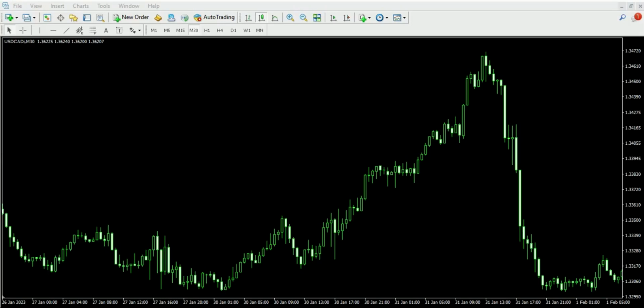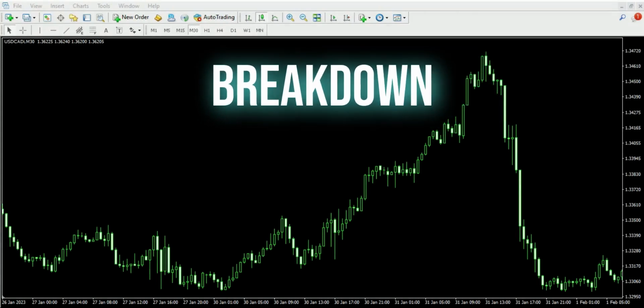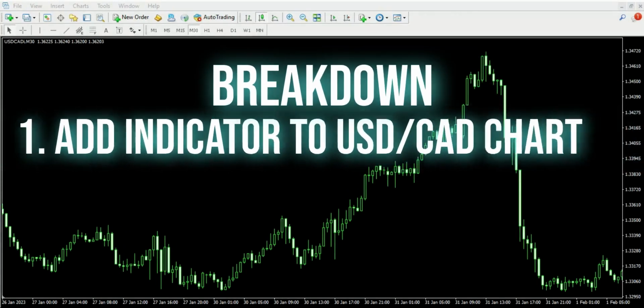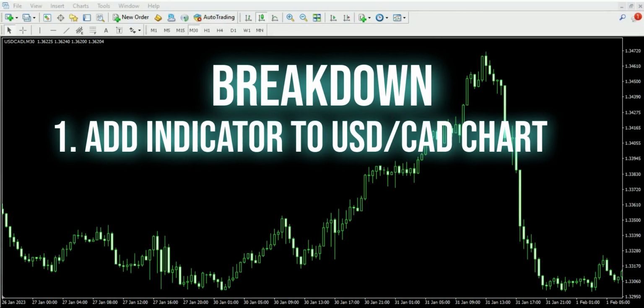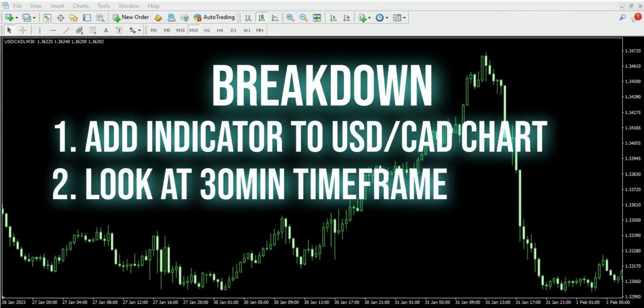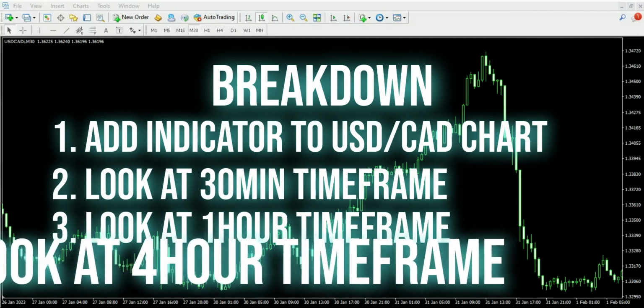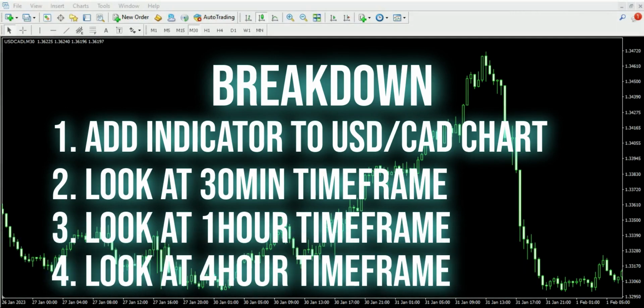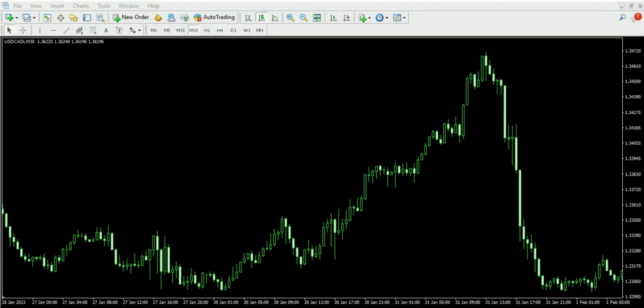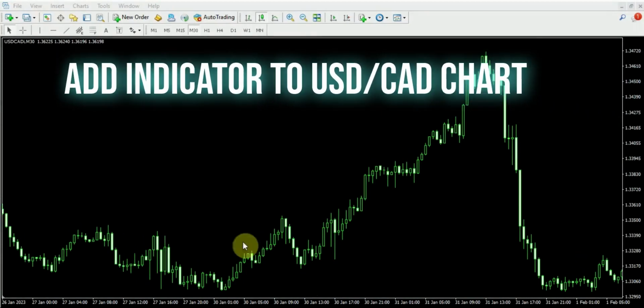So today we're going to take another look at our amazing uGenesys volume indicator, alright? And let me just give you a quick breakdown of what we'll be doing today. So first we're going to add our indicator to our chart, and then we're going to take a look at the 30-minute time frame, the 1-hour time frame, and then the 4-hour time frame, alright? And we're just going to examine each time frame just to see some of the profits that we can make with this indicator, alright?